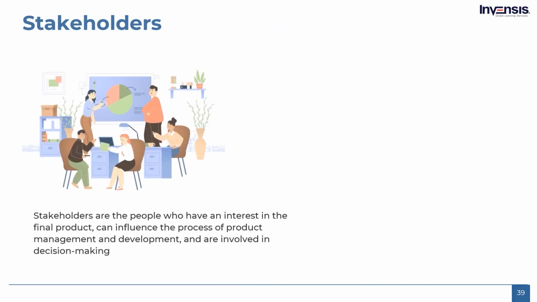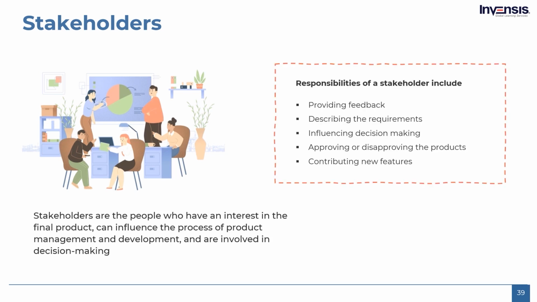They are the people who have an interest in the final product, can influence the process of product management and development, and are involved in decision-making. In product management, stakeholders can be customers, sponsors, key decision-makers, professionals, and regulators. Their typical responsibilities can be providing feedback, describing the requirements in detail, influencing decision-making, approving or disapproving the products, contributing new features, and much more.